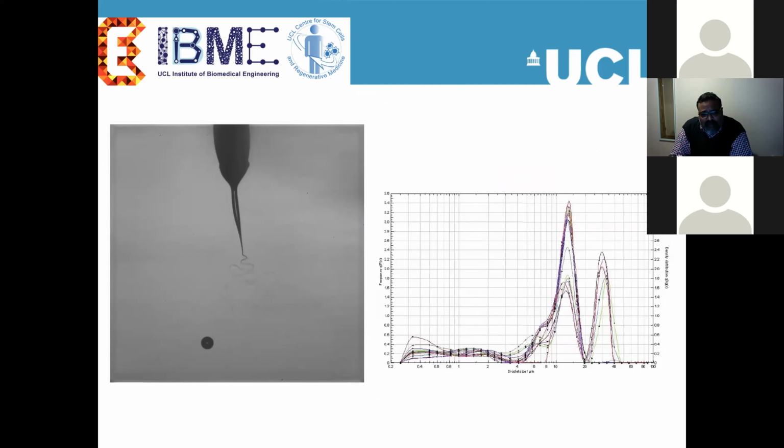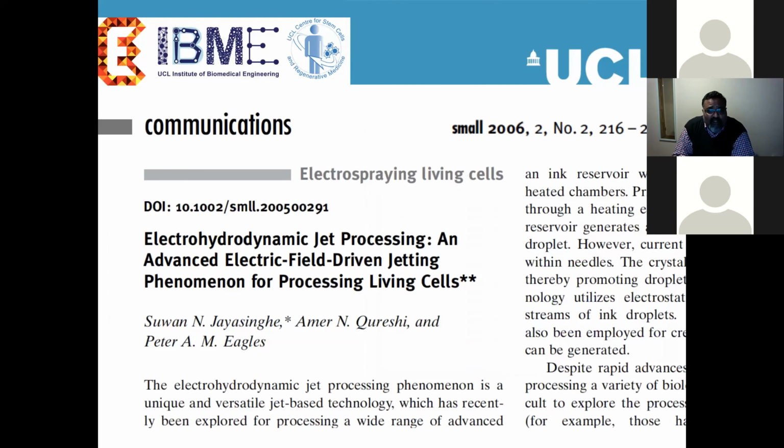This was the first paper that we published, in 2004, where we showed that electrospraying can be used for spraying cells without killing them. You can see here we did laser spectroscopy on the right image. You can see it's a trimodal distribution. Obviously, two peaks are the ones that contain cells. The others are just blank. Nonetheless, this article, which was published in Small, showed that you can process cells without killing them.